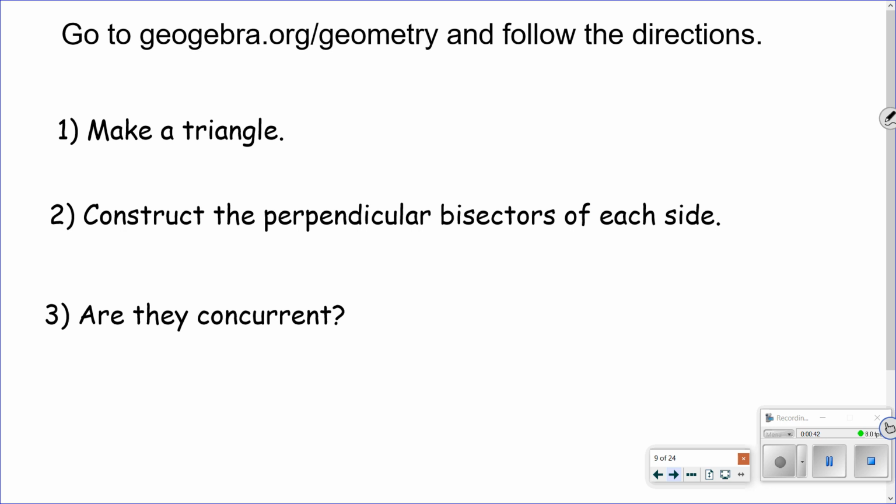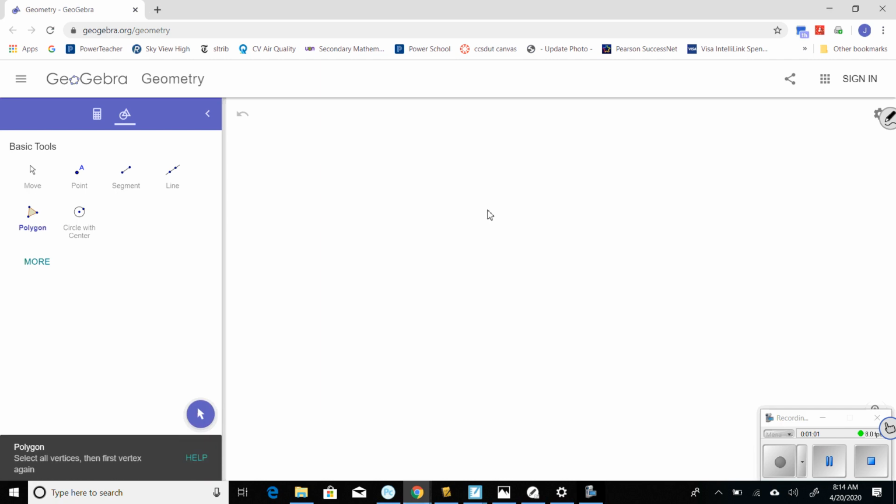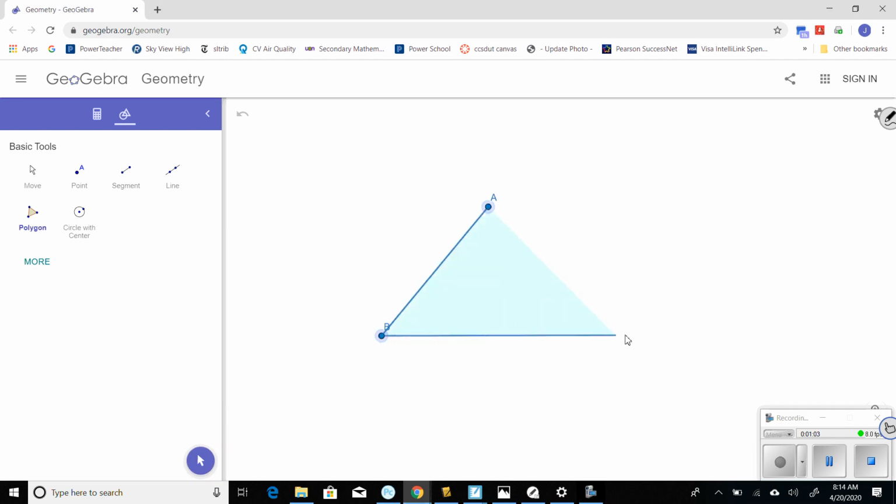So I want you to pause this, go ahead and do that. When you unpause it, I'll run through it really fast so you can see how it's done. And then we'll talk about some of the attributes or characteristics of perpendicular bisectors. Okay, so I'm just going to make a random triangle here. Doesn't matter what it looks like.